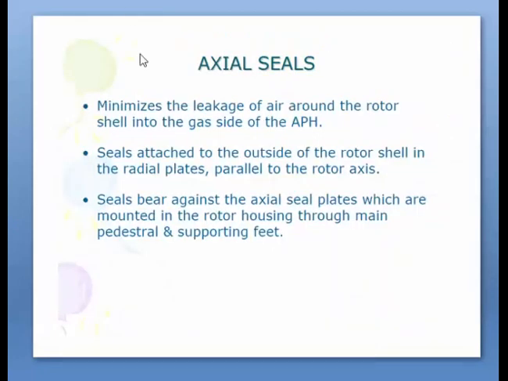The second one is the axial seals. Its function is to minimize the leakage of air around the rotor shell into the gas side of the air preheater. Remember, it is the gas side of the air preheater. These seals are attached to the outside of the rotor shell in the radial plates, parallel to the rotor axis. These seals wear against the axial seal plates, which are mounted in the rotor housing through the main pedestal and supporting feet. The detail we will see in the coming slide.